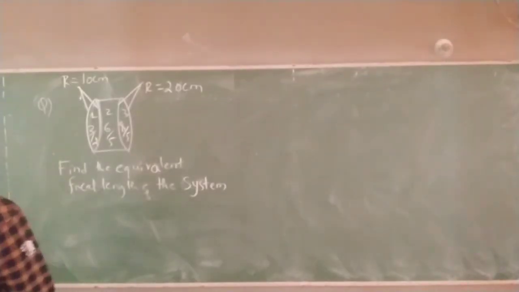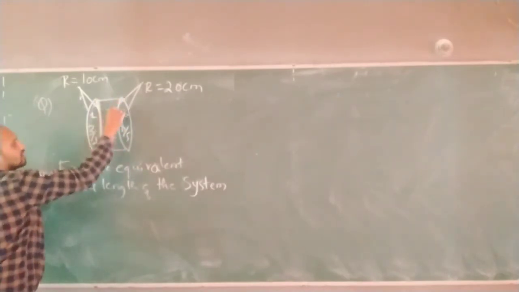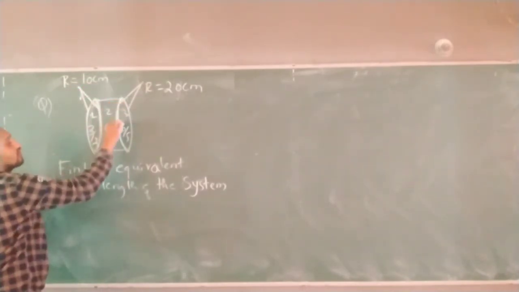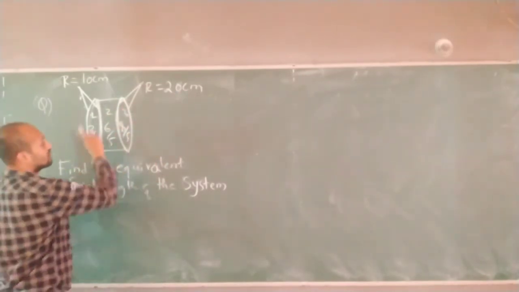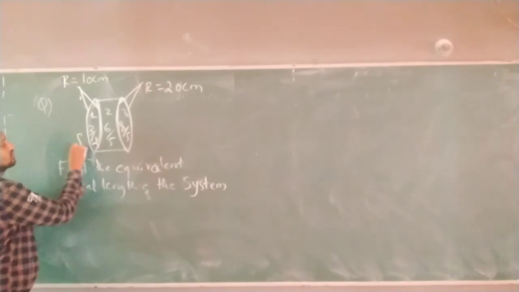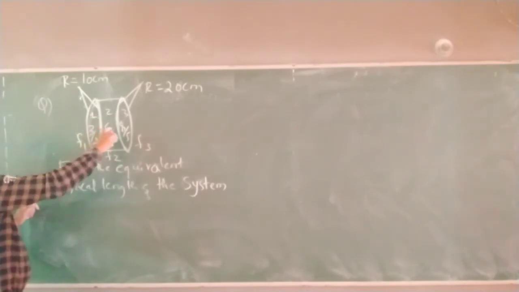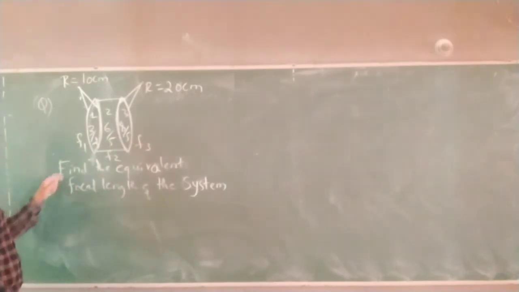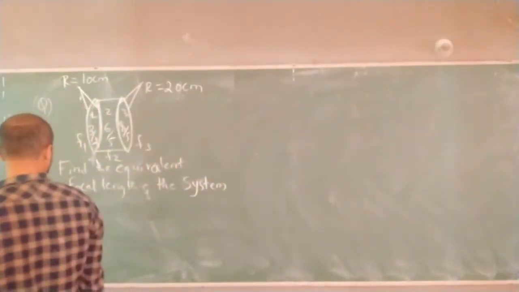One more question we have. There is a combination of one convex lens, one concave lens and another convex lens. The radius of curvature of these surfaces is 10 cm, and of these surfaces is 20 cm. Find the equivalent focal length of this system. These are the focal lengths F1, F2, F3. The refractive index is 3 by 2 for the first convex lens, 6 by 5 for the concave lens, and 8 by 5 for the other convex lens.